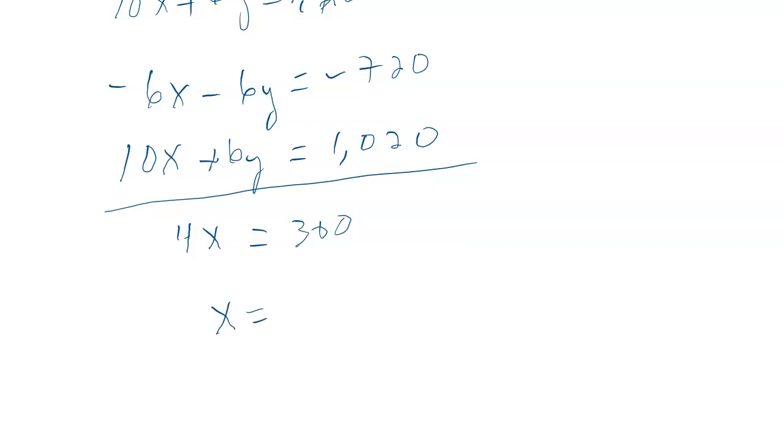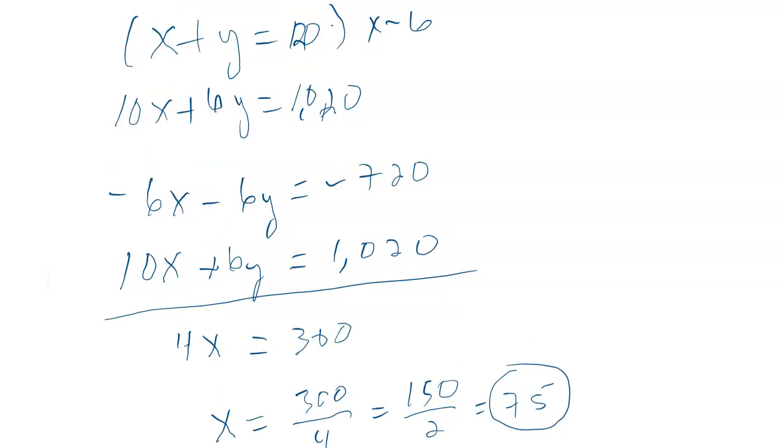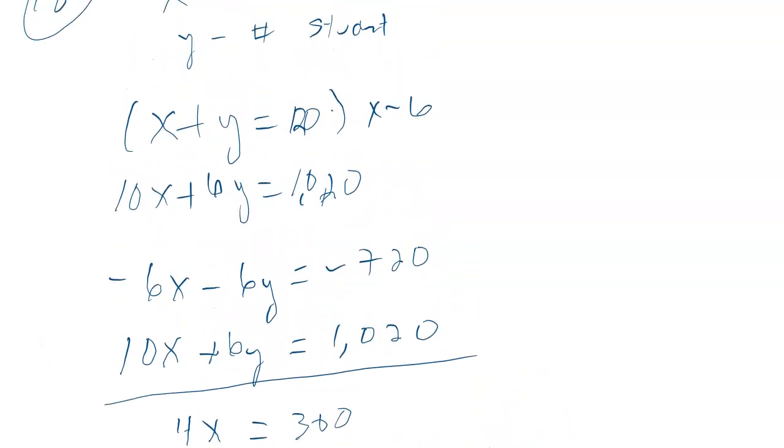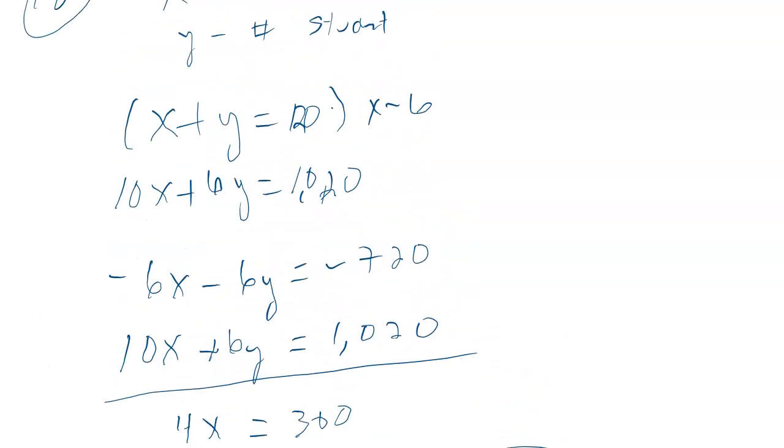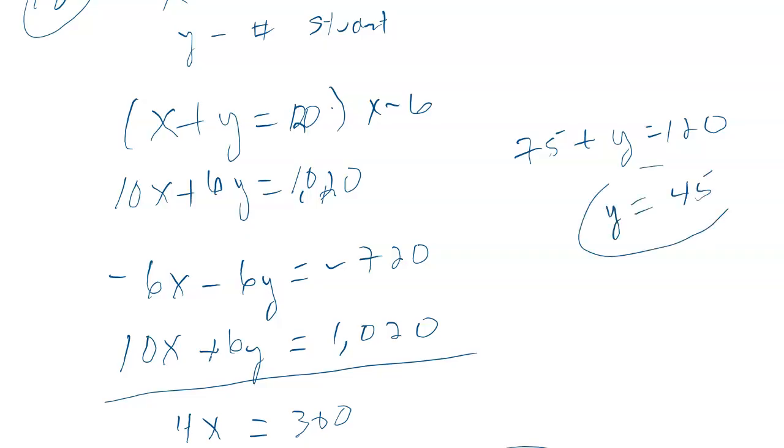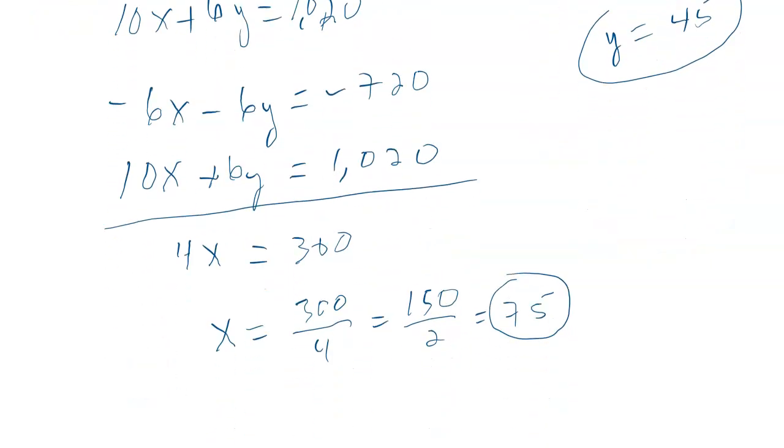Okay, so x is equal to 300 divided by 4. That's 150 over 2. That's 75. That's not terrible. It's not great, but it's okay. That is my x value. So I got 75 plus y equals 120. Subtract, I think y is equal to 45. Yeah. On to the next.